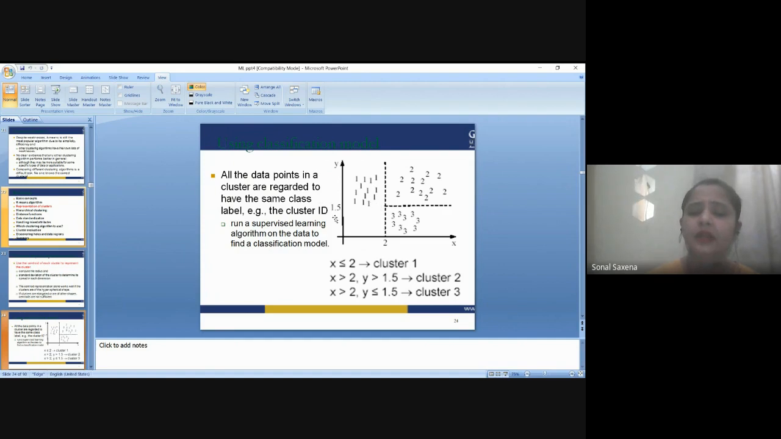And similarly, if my data point is greater than 2, but the value of y on this y axis is less than or equal to 1.5, then we are going to put it in another cluster. For this, you must know what the x coordinate and y coordinate are, because we have defined the values of these coordinates also. For y greater than 1.5, it is cluster 2, and for y less than or equal to 1.5, it is cluster number 3. So according to this scenario, we can divide the data.